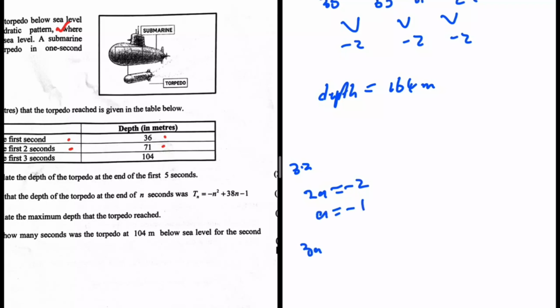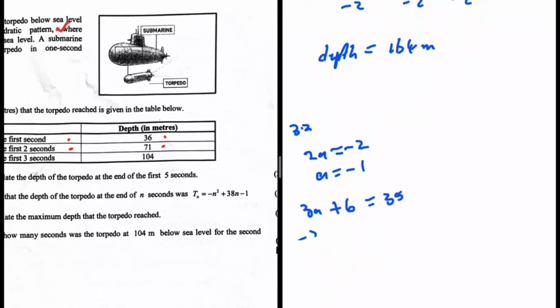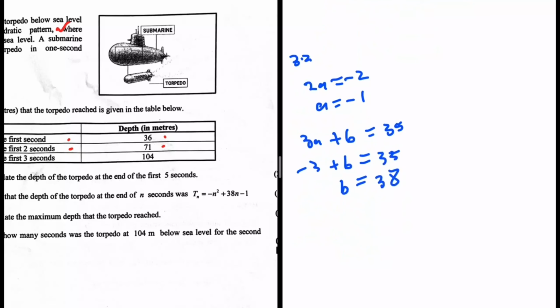And then 3a plus b is equal to t2 minus t1, which is 35. We're going to have minus 3 plus b being equal to 35. So b is equal to 38. And then a plus b plus c will be equal to t1.